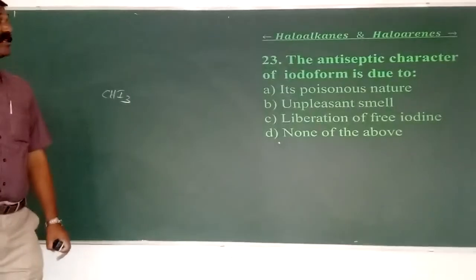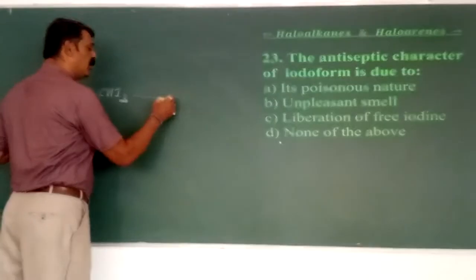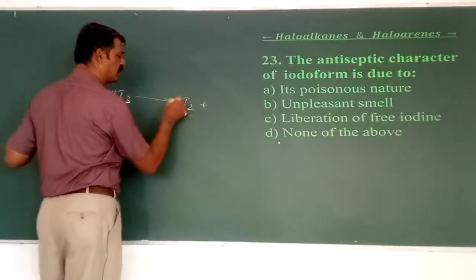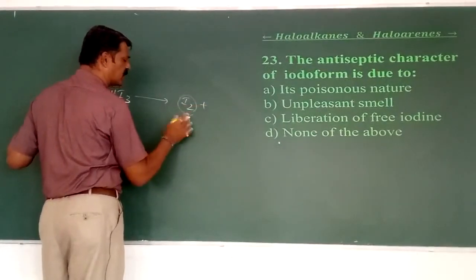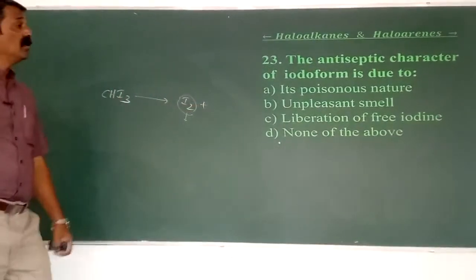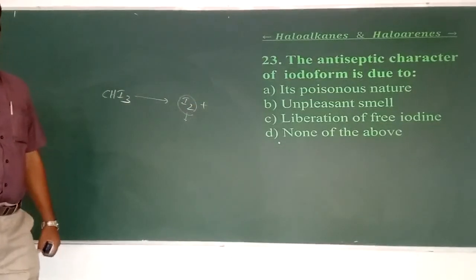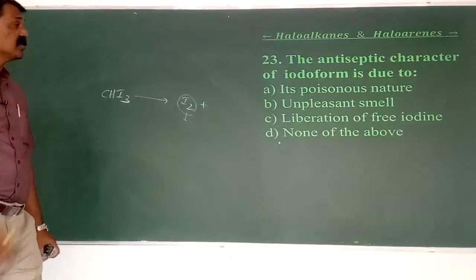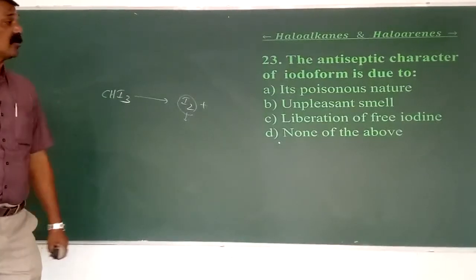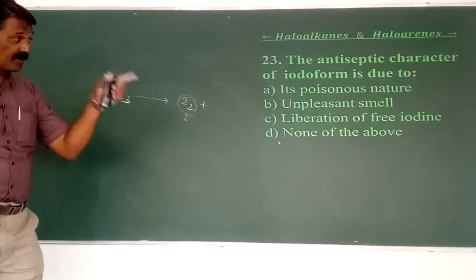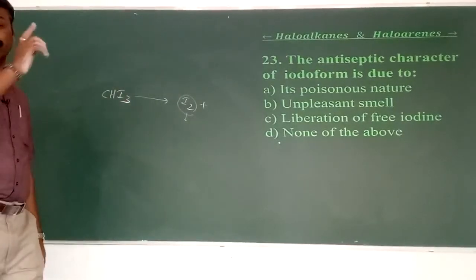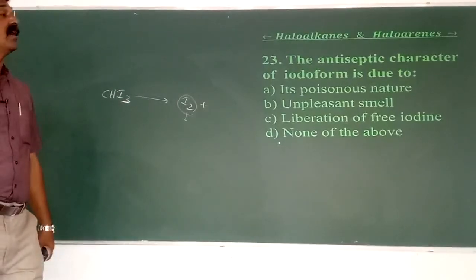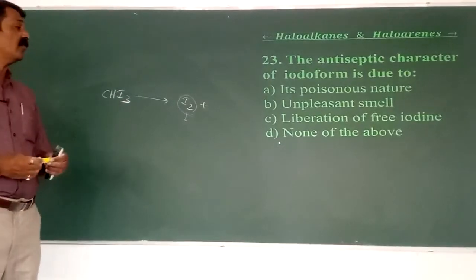Why does it have the antiseptic nature: whether it is due to the poisonous nature, the unpleasant odour, liberation of free iodine, or none of the above? Here there is the possibility of forming free iodine. That free iodine is helpful for the antiseptic nature, used in the form of tincture of iodine. So iodoform is involved in the liberation of free iodine, and that free iodine is responsible for the antiseptic nature. That is question 23.